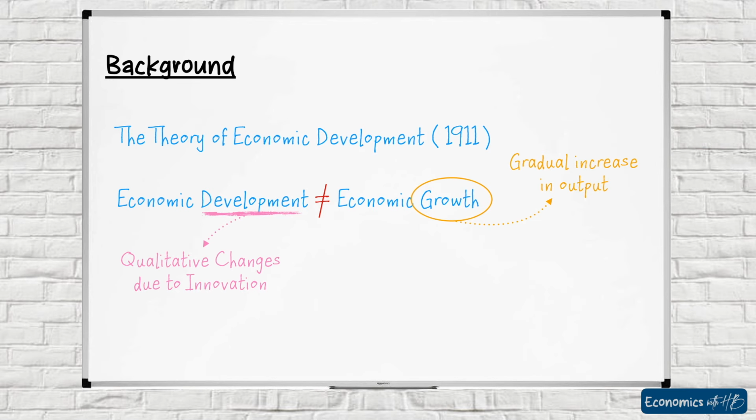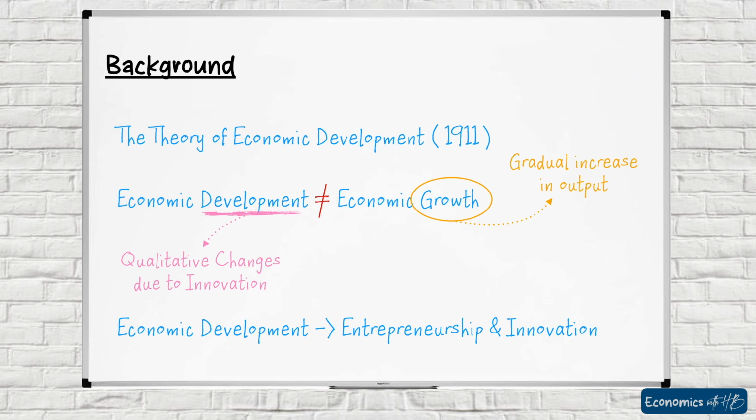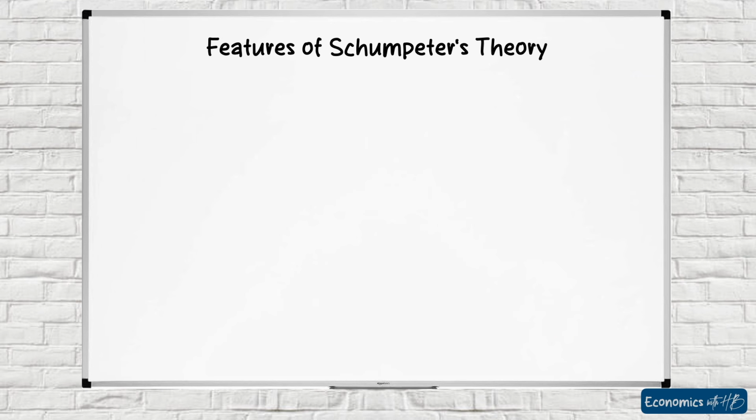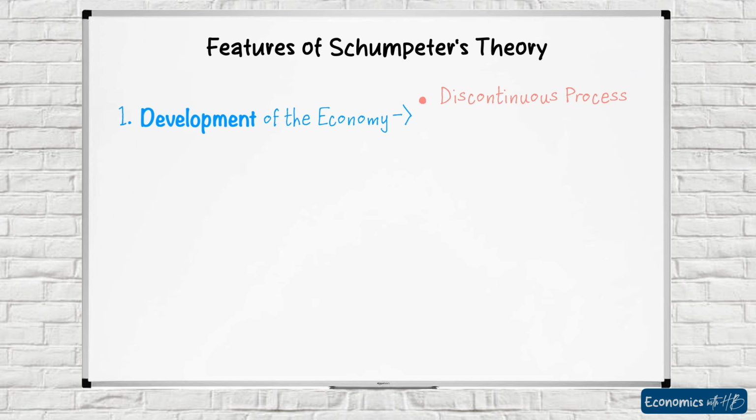In his work throughout, Schumpeter talks about economic development and the role of entrepreneurship and innovation in this development of the economy. Let's talk about the main features of Schumpeter's theory. First and foremost, his emphasis is on development of the economy, as we have just discussed. According to him, development is a discontinuous process. यानी हमेशा नहीं हो रहा होता, कभी कभी होता है.